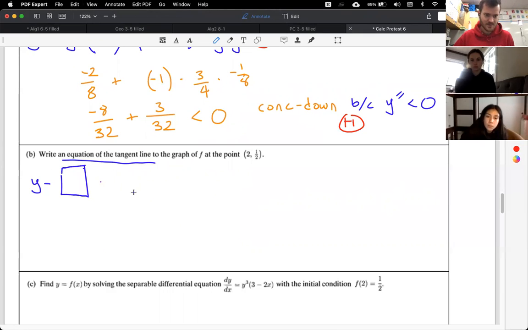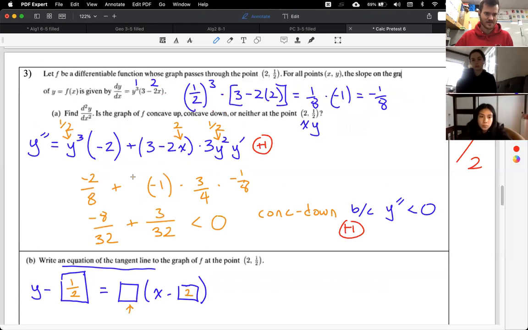Y minus box is equal to box times x minus box. Okay, what are we plugging in? Well, we know our x and y immediately. 2 is x, so we'll use a different color, make it pop out. 2 is our x, 1/2 is the y. All we need is the y prime, and don't we have an equation that gives us y prime? Oh yeah, it's right there. Just literally plug it in there and you're done.